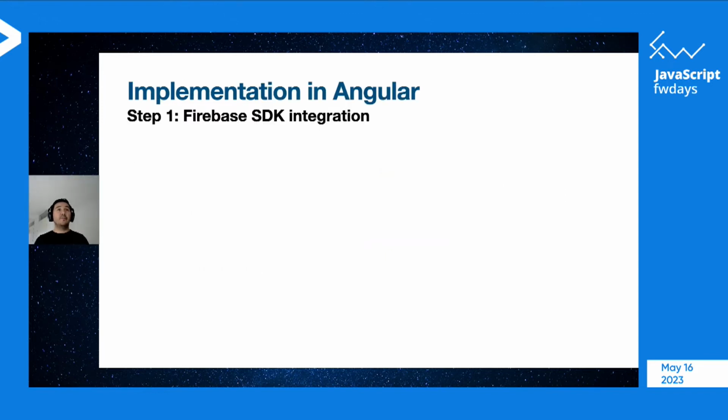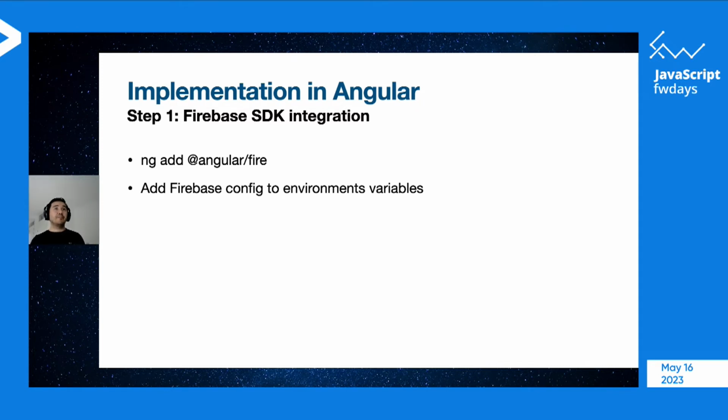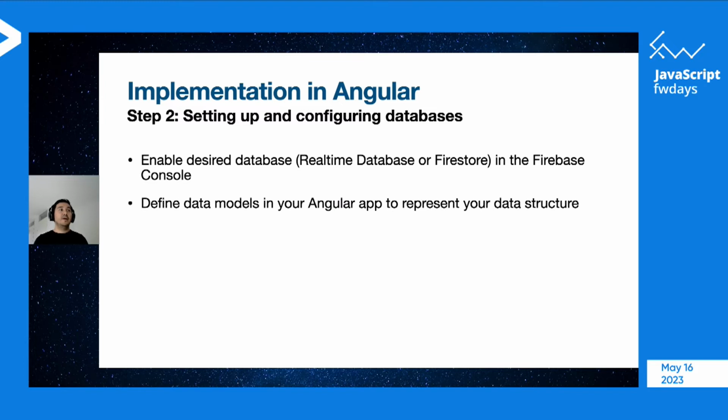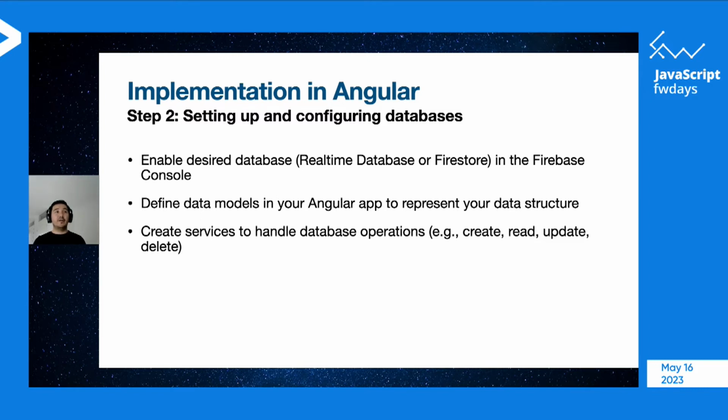And to install Firebase with Angular Fire, we need to add Angular Fire. For example, this is basically an example with Angular. After installing Angular Fire, we just configure Firebase settings in environment.ts, and then we import and initialize Firebase in our app module. And then we enable the desired database, for example, Realtime or Firestore, in the console. Then we define the data model in our application to represent the data structure, and finally create a service to handle database operations, to perform CRUD operations on the data.